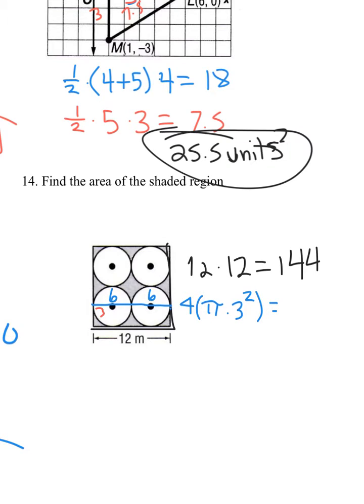So 4 times pi times 3 squared is 113.0097. And then you just subtract. And that should give you 30.9 if you round it off.